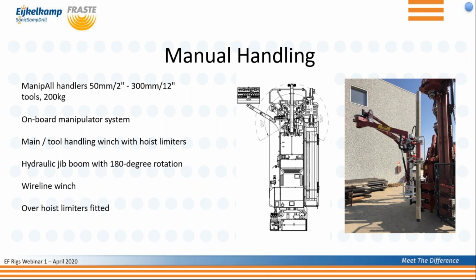We offer a range of main winches as well as wireline winches for these rigs. The diagram to the left of the photo shows the operation radius for the wireline winch, which can be fitted on a rotating and extendable jib.